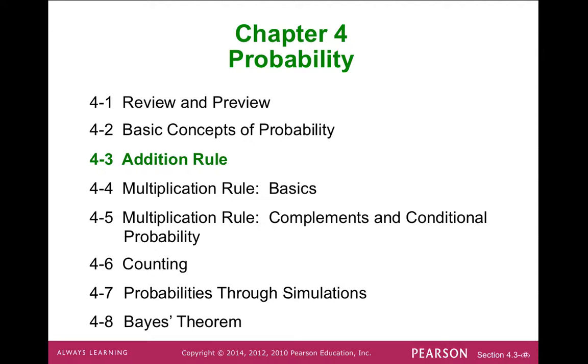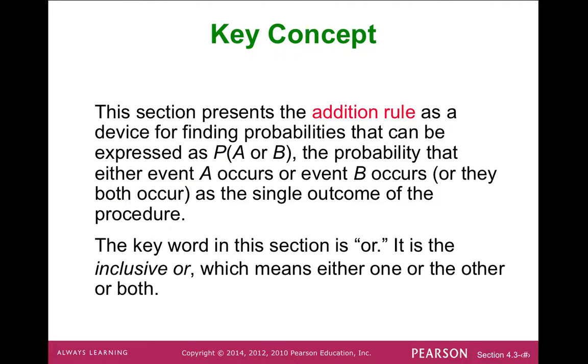Everyone, and welcome to Chapter 4, Section 3 on the addition rule. The key concept in this section is that we're going to present the addition rule as a device for finding probabilities that can be expressed as the probability of A or B, which is the probability that either event A occurs or event B occurs, or they both occur, as the outcome of a procedure.